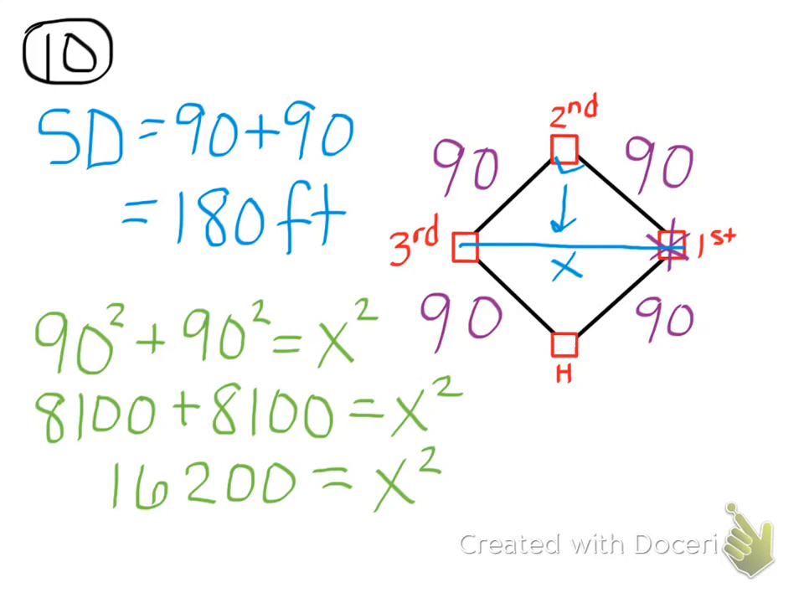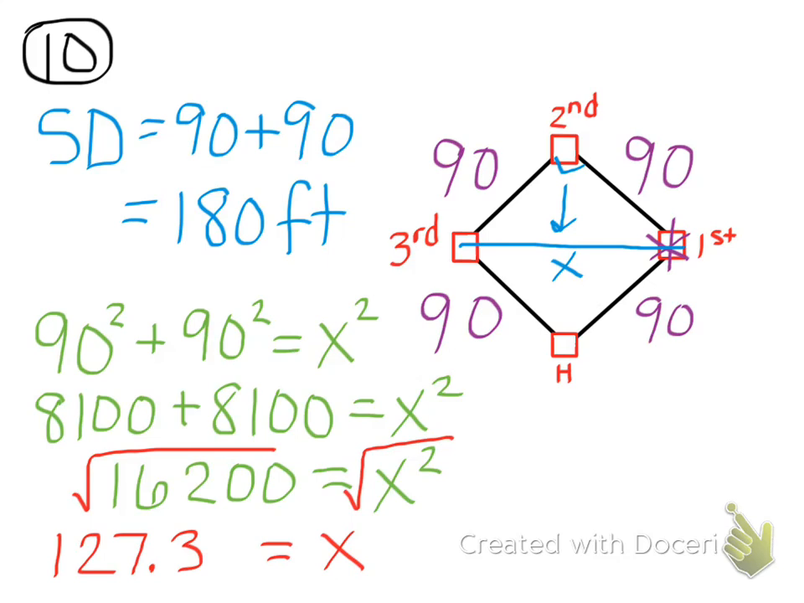And to get rid of the x squared, we're going to take the square root of both sides, which is going to give us x is equal to 127 point, I'm going to round it up to 0.3 feet.